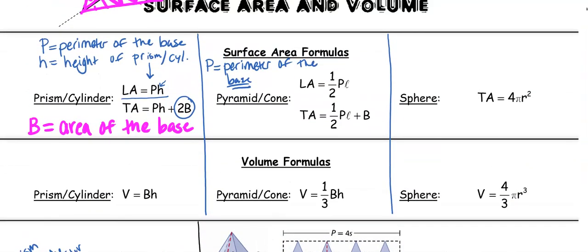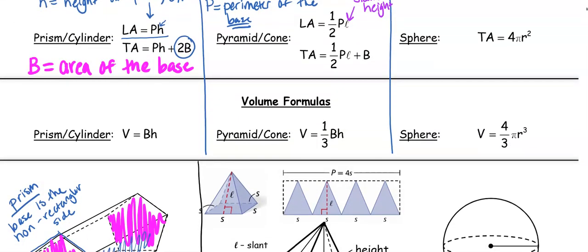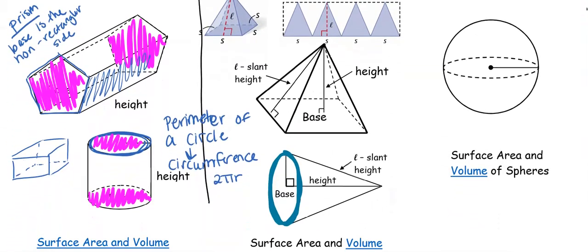And then our new letter here is this cursive L. This is going to be your slant height. This is going to be a little strange in the pyramid. It's easier in the cone. The cone, it's the slanted height. It's the one that's not perpendicular.